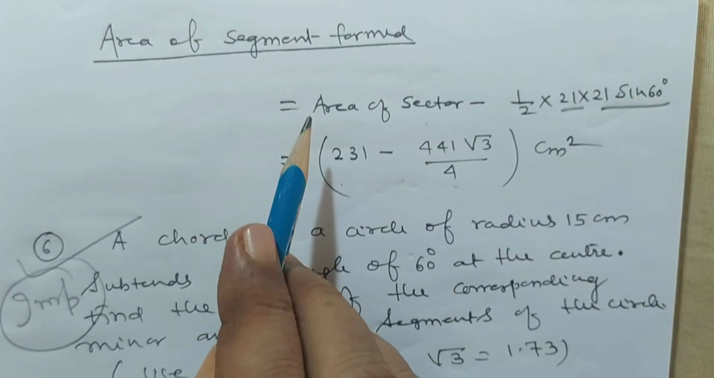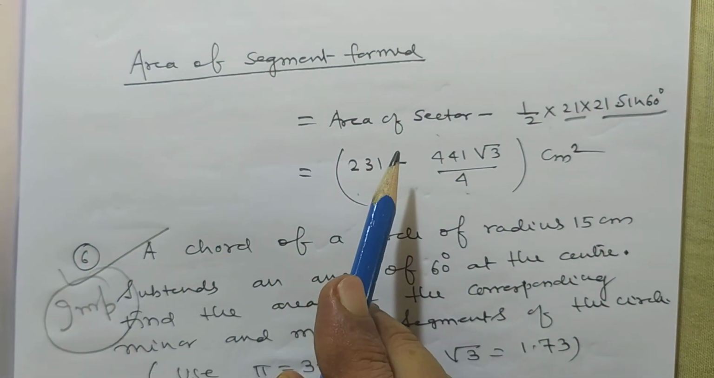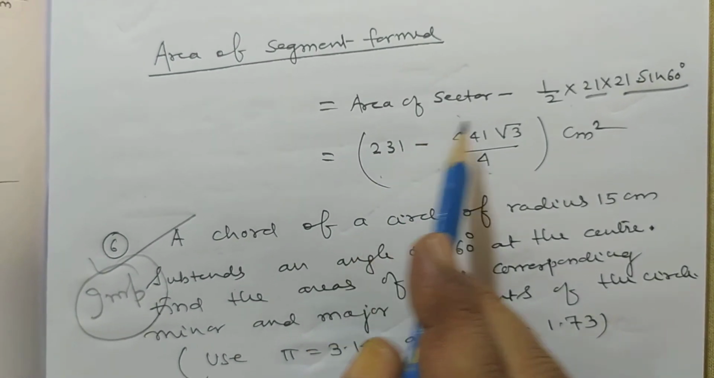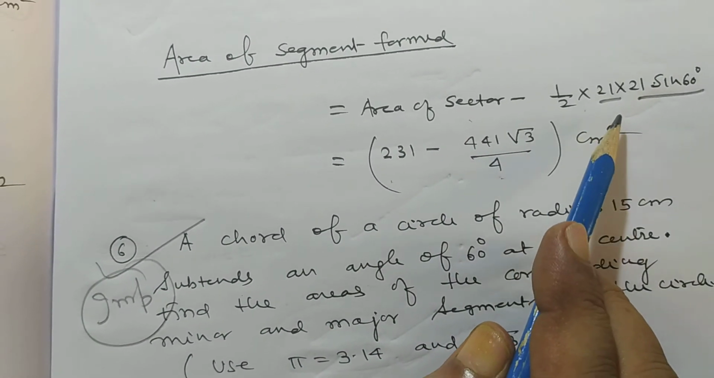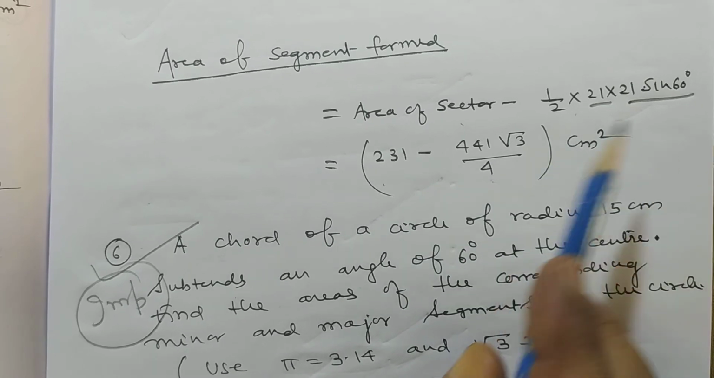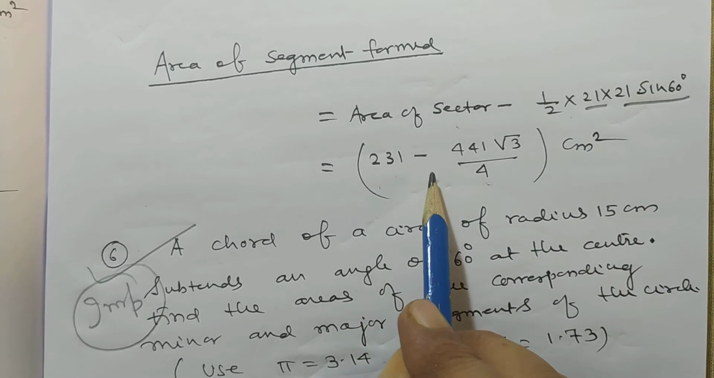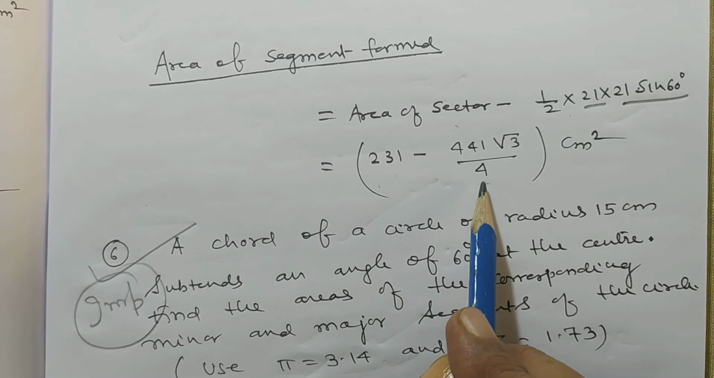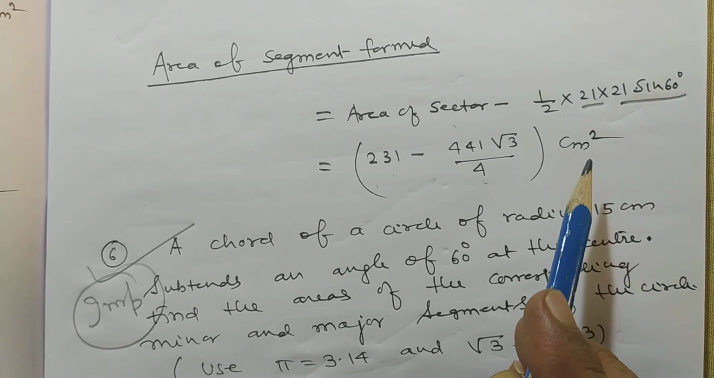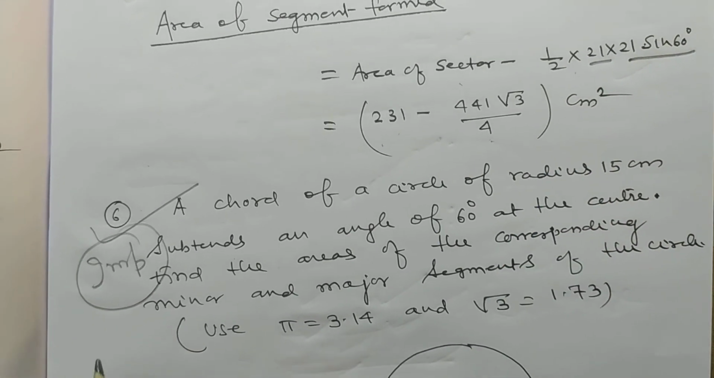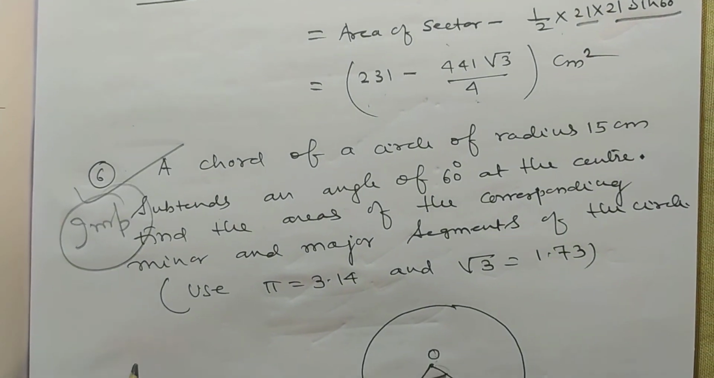So my dear student, now I want to solve this problem. Area of segment formed is equal to area of sector minus half, 21 into 21 into sine 60 degree. And it will be 231 minus 441 into root 3 by 4 centimeters square. So now, my dear student, I want to solve some important problem.